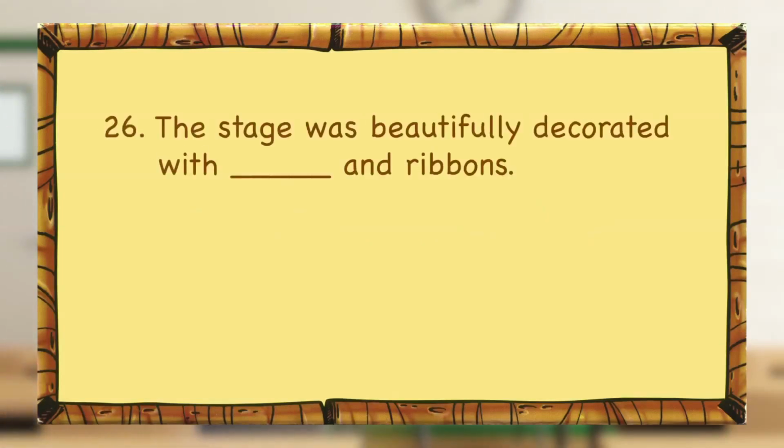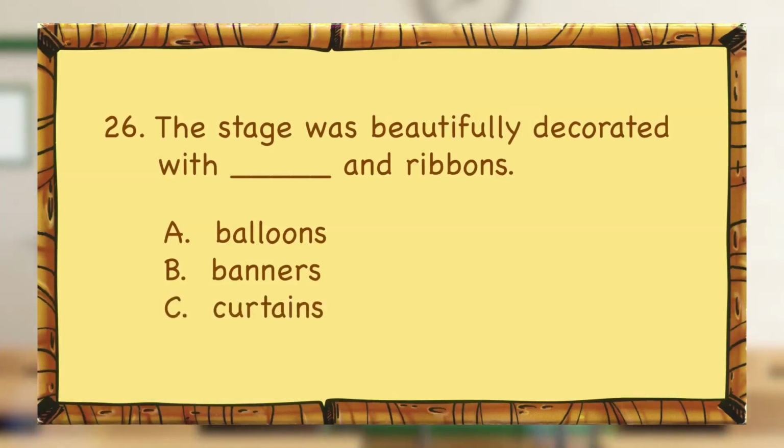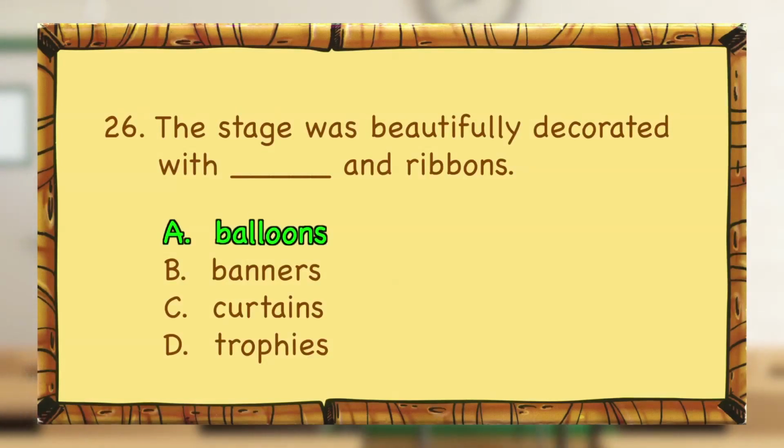Number 26. The stage was beautifully decorated with and ribbons. The answers given are A. Balloons, B. Banners, C. Curtains, and D. Trophies. So which noun is the best answer based on the picture? The answer is A. Balloons.